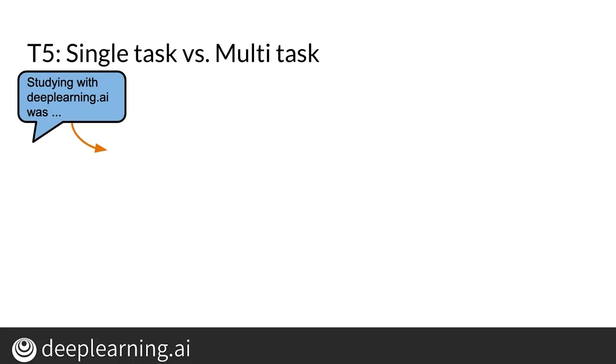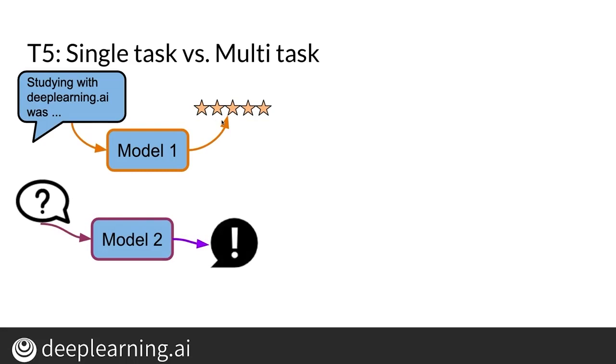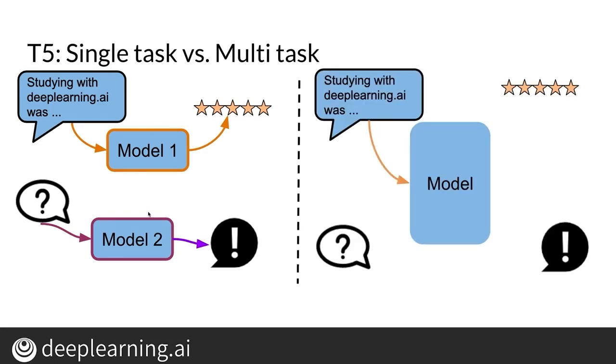So now let's look at single task versus multitask. Over here, you have a single model, which takes in a review and then predicts a rating. And over here, you have another model, which takes in a question and predicts an answer. So this is a single task each, like one model per task. Now, what you can do here with T5 is it is the same model that's being used to take the review, predict the rating, and then take the question and predict the answer. So instead of having two independent models, you end up having one model.